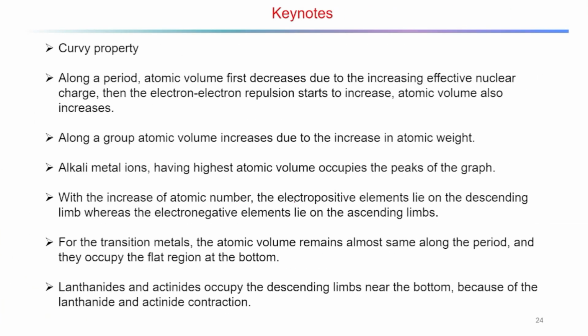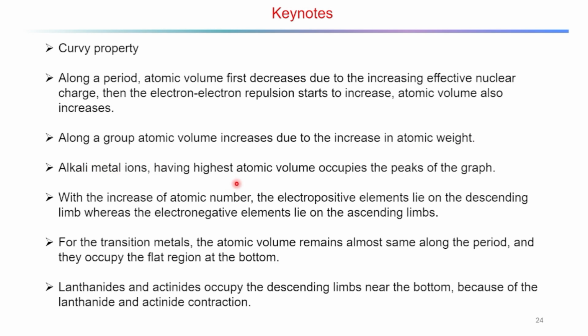So till now, what we have seen? We have seen that atomic volume is actually a curvy property. So it first decreases and then increases. Just let me take this laser pointer. So along a period, atomic volume first decreases due to the increasing effective nuclear charge. Then the electron-electron repulsion starts to increase and atomic volume also increases. Along a group, atomic volume increases due to the increase in atomic weight.